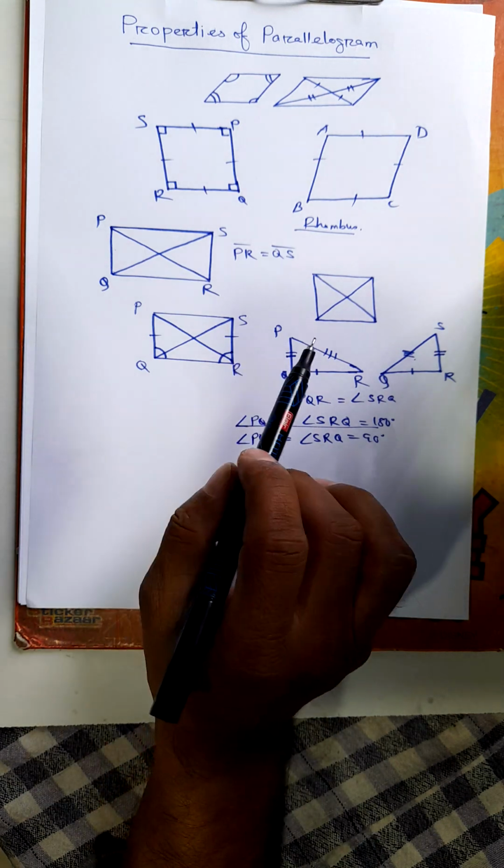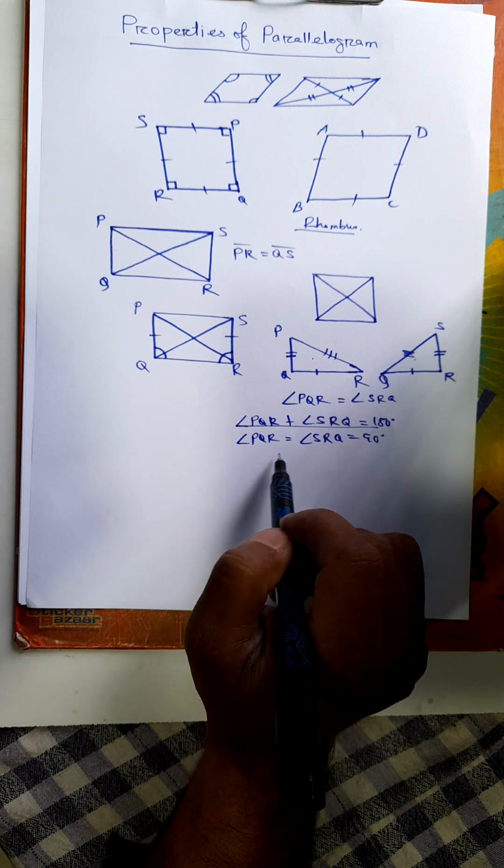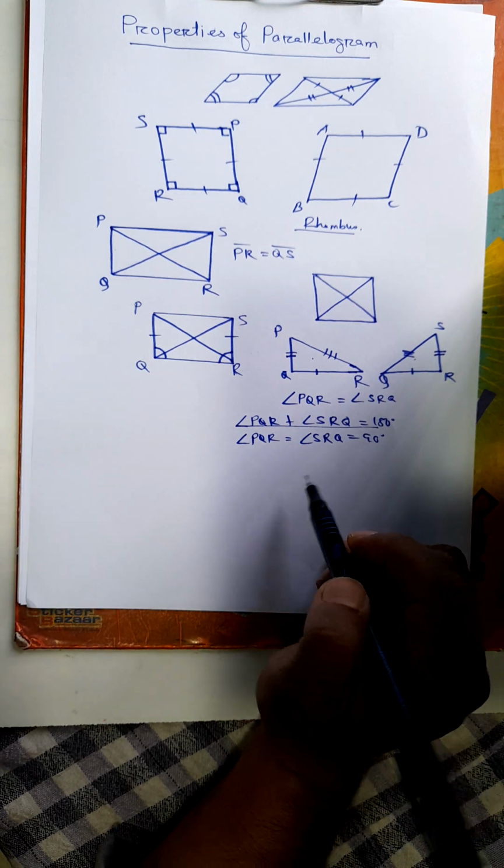Similarly, since a square is a rectangle, this condition will apply in a square also. Every angle in a square is a right angle.